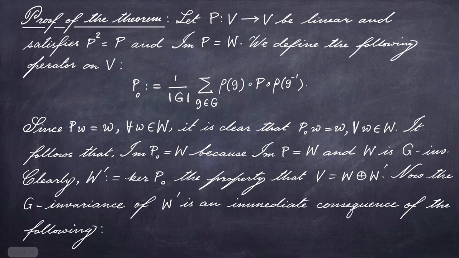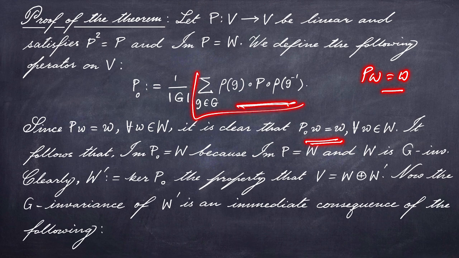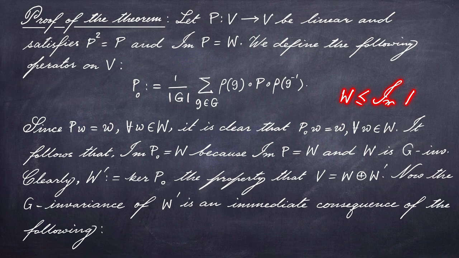So let's now go step by step. The linearity of P naught is not an issue. Observe that if w is in W, then P naught w is also equal to w. This is because P w is w. Therefore here we will get P naught w, and now we remember that we have this scaling factor. So P naught w is w. Thus this shows that W is in the image of this linear operator P naught.